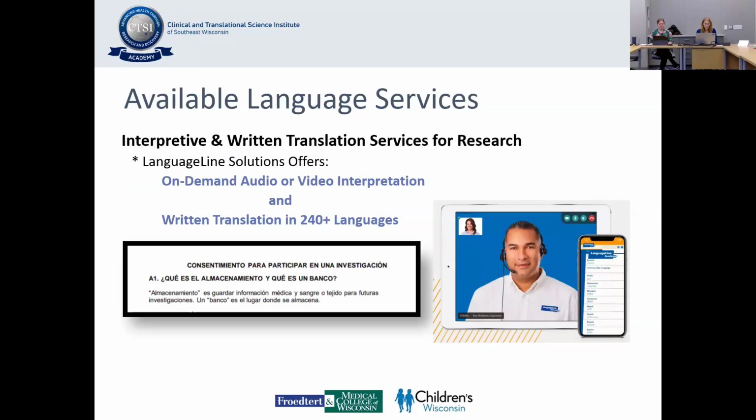So as the name suggests, the Research Language Services Core works to connect our research staff with both written and verbal translation. So what we'll see is both interpretive and written translational services available to our research teams. And what we do is we utilize, in the majority of these cases, third-party vendor language line services. So they offer on-demand audio and video interpretation and written translation in over 240 languages, including sign language.